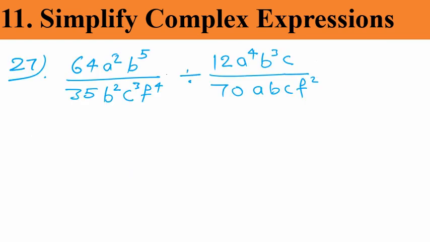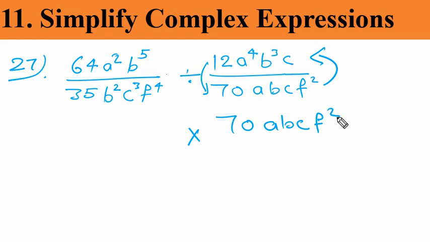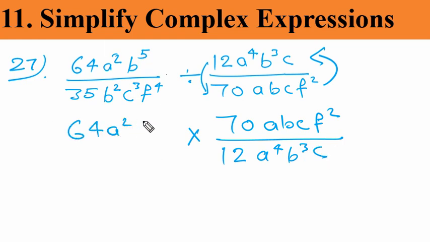Okay, now in this question what is happening is that we have changed this sign. In the previous question it was multiplied, now it is divided. So what you will do is you just have to change the sign to multiply, and you just have to flip it. The denominator will go up and the numerator will come down. That's it, just flip it. Okay, so 70 abcf square over 12 a power 4 b power 3 c, and this will remain the same: 64 a square b power 5 over 35 b square c power 3 f power 4.